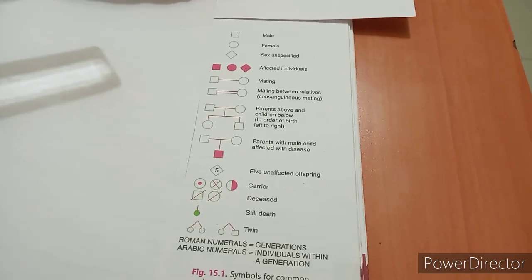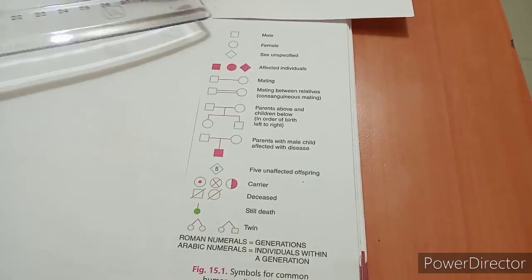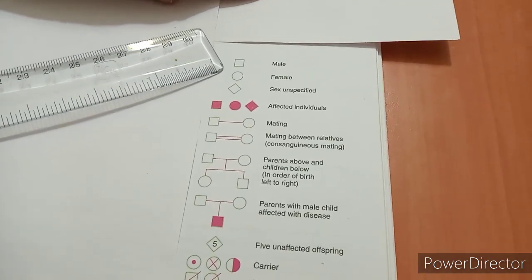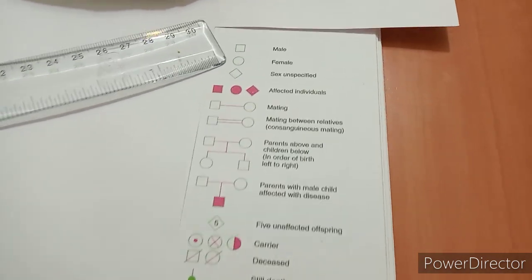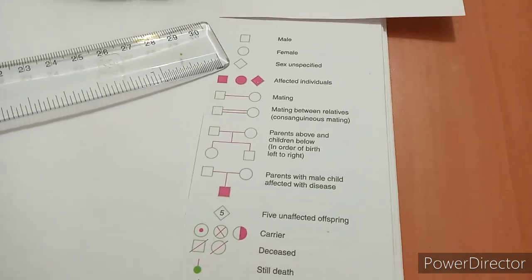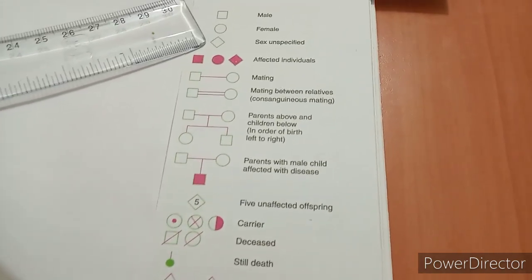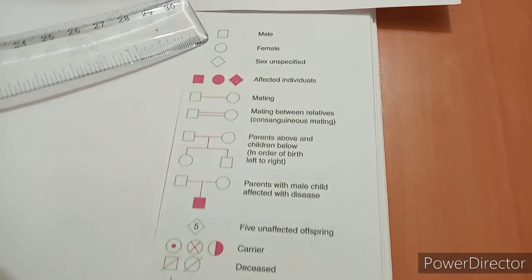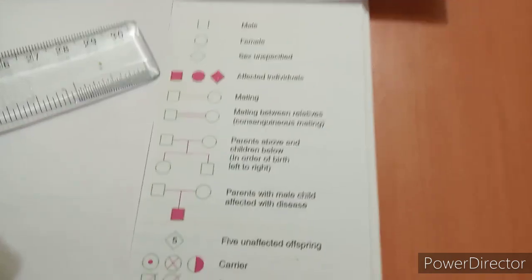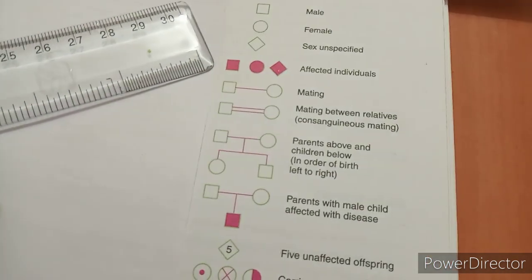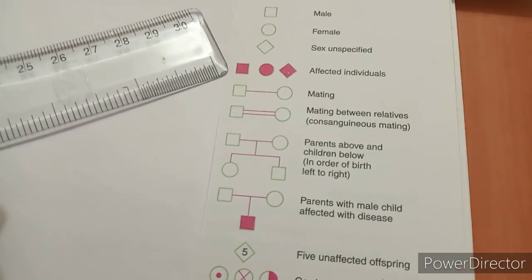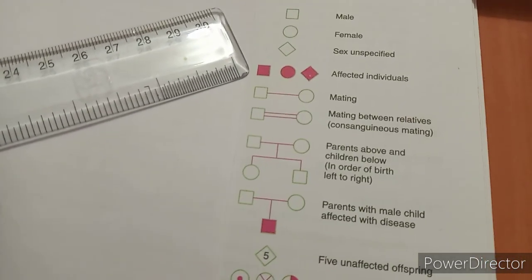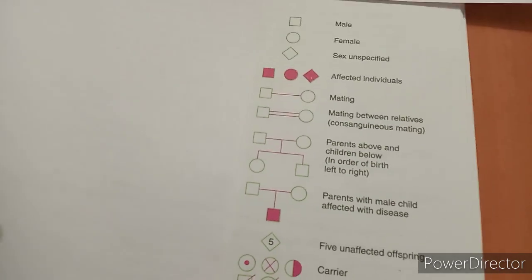The symbols which are used in the pedigree are: this is a square which represents a male, the circle represents the female, the rhombus represents the sex unspecified. These are the hollow symbols. If the symbols are solid, like this, a solid square, a solid circle, and a solid rhombus, it indicates the affected individuals.